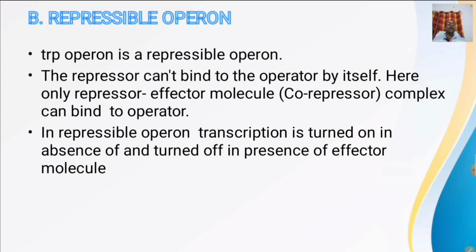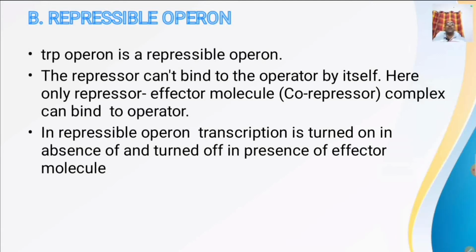Why? Because here the aim is something different. In the case of an inducible operon or the lac operon, the aim was something different. But here the aim is something different. What is that? Here the repressor can only bind to the operator when it combines with an effector molecule, which is otherwise known as a co-repressor. And this repressor and effector molecule complex is able to bind to the operator. So when they get bound to the operator, there will be no transcription.